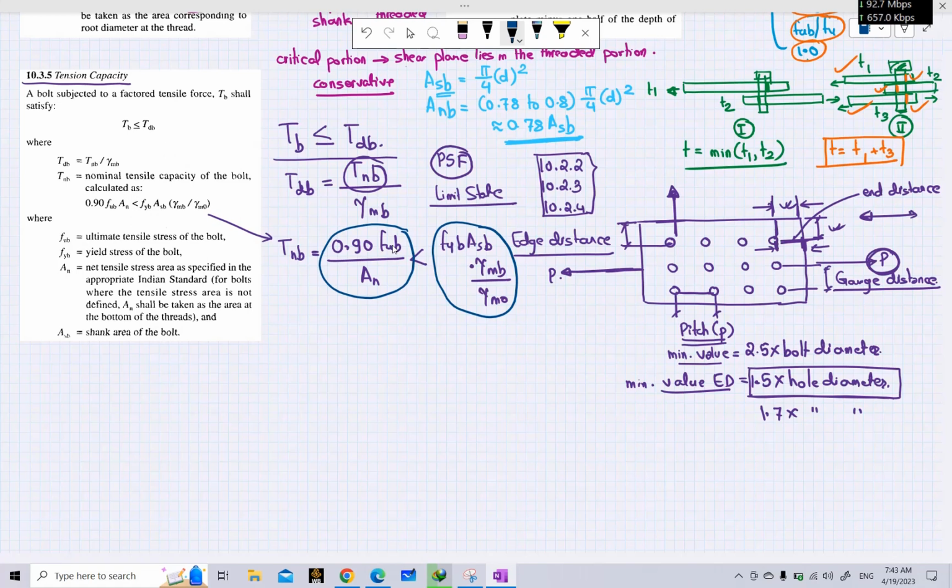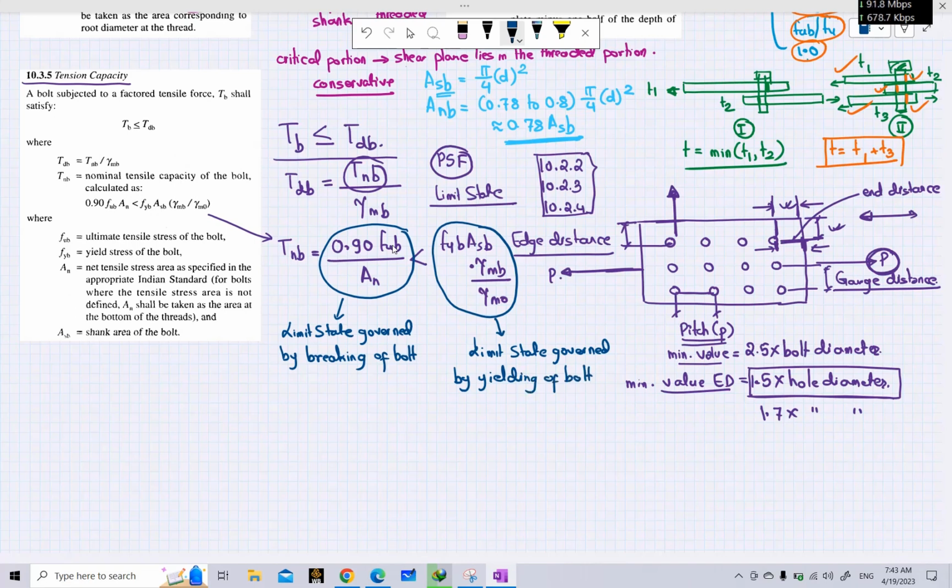The first, 0.90 FUB AN, represents the limit state governed by the breaking of bolt, whereas the second formula is the limit state governed by yielding of bolt. Based on both of these limit states, we have to calculate the nominal bolt capacity for tension, and whichever value is less, we have to adopt that. You may have heard this limit state governed by breaking of bolt is about the rupture of net section. And this limit state governed by yielding of bolt, we generally call yielding of cross section.